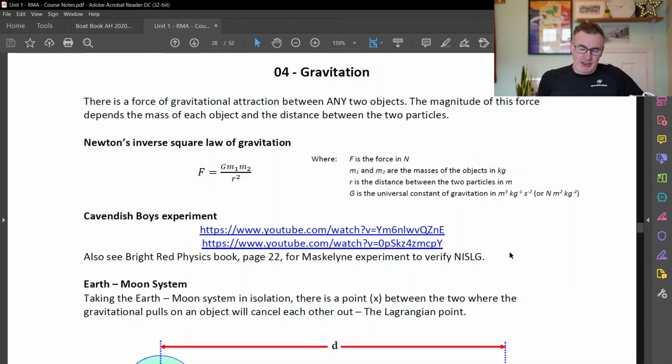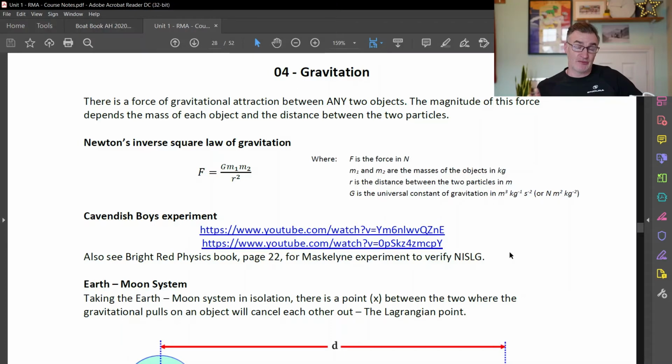They're just very short, couple of minute videos. They're not technical in any way, it just shows you a couple of examples of what the Cavendish-Boys experiment was. And there's also one with Maskelyne who did it, and he basically did an experiment next to Schiehallion.